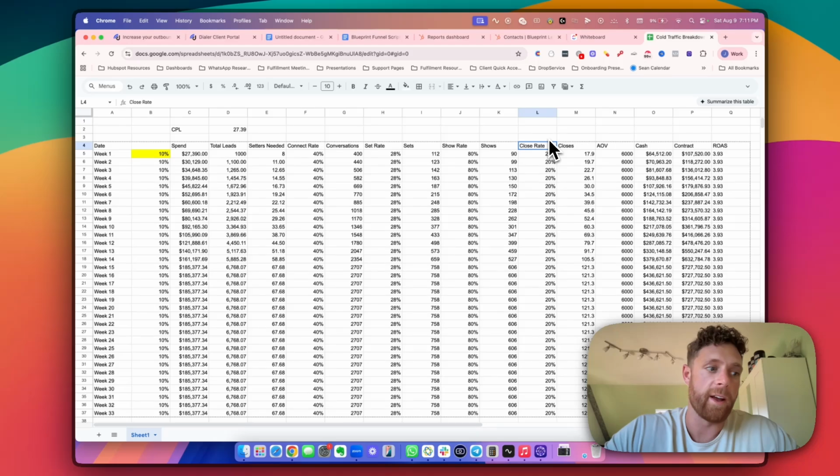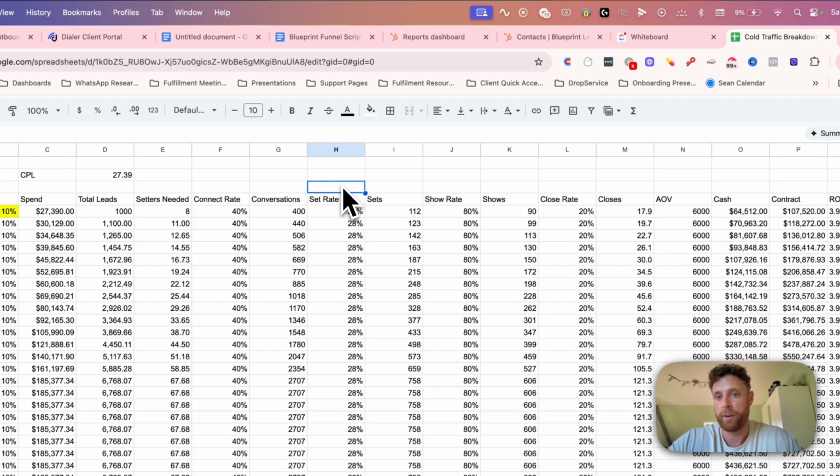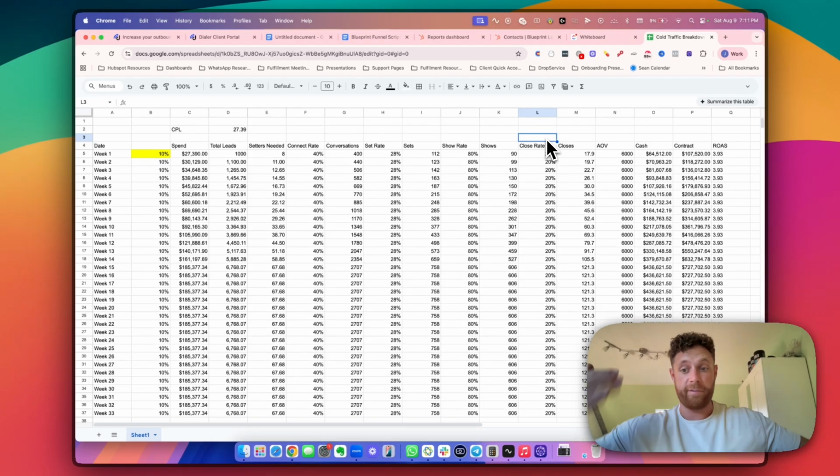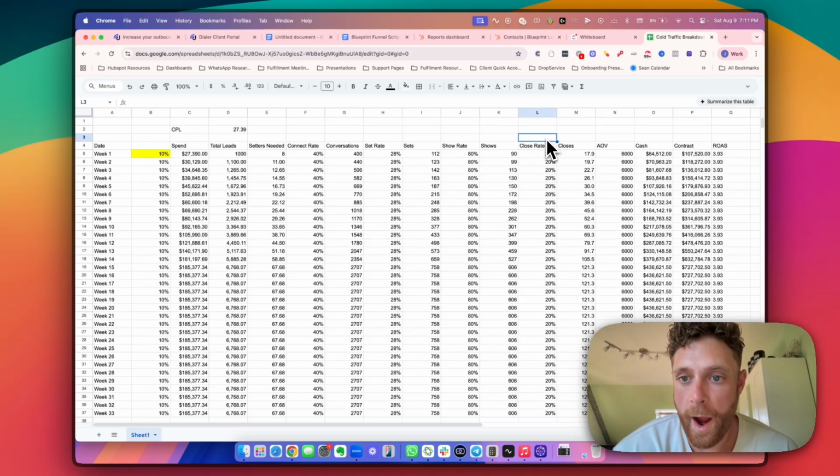If you are sitting at a 40% close rate, your setters probably need to set more appointments. It's as simple as that. You should be closing around 20%. Your top closer might be at 35, your bottom closer might be at 12, and then you average around 20%. So keep an eye on that. Now, your total closes are going to come out to 17.9 there.